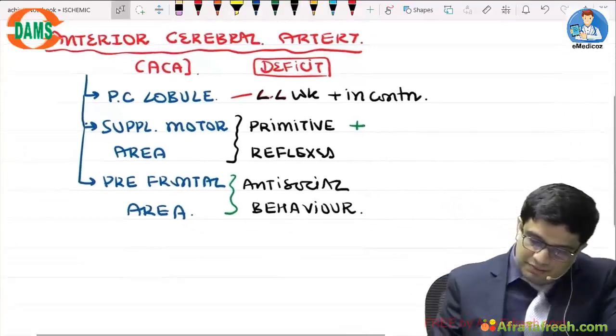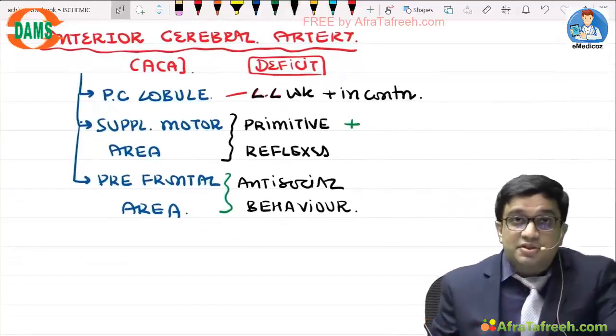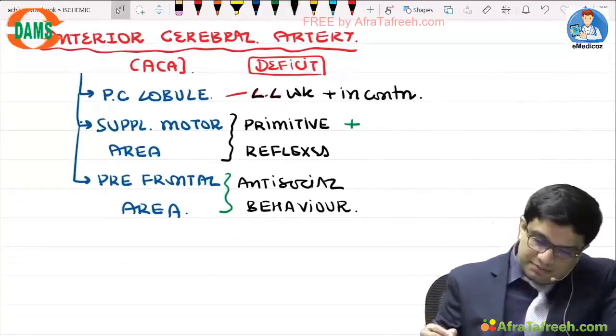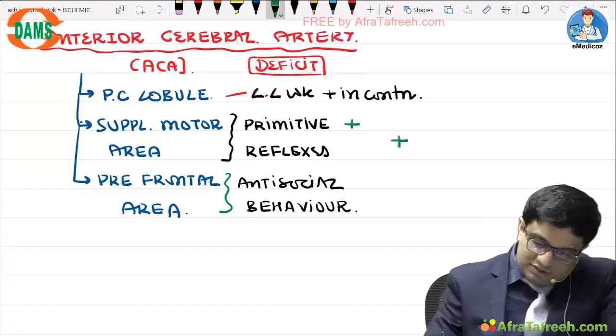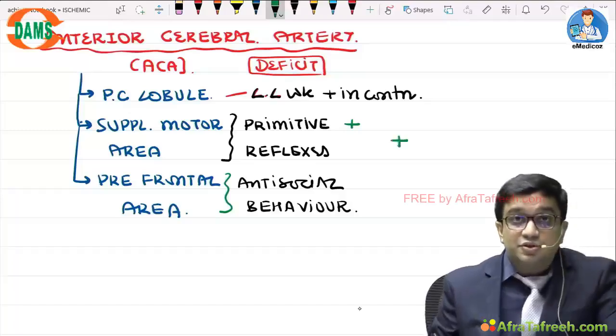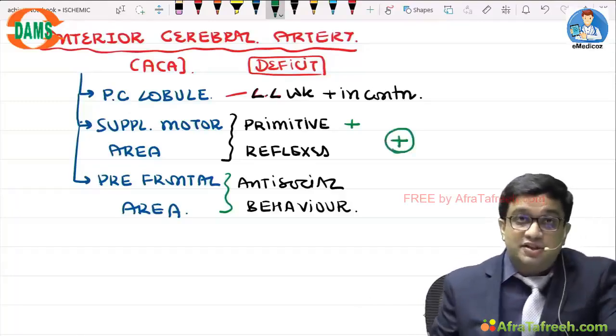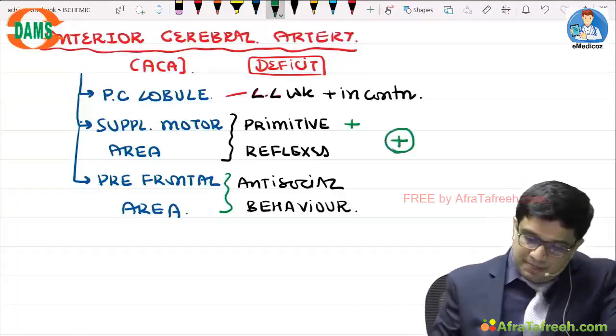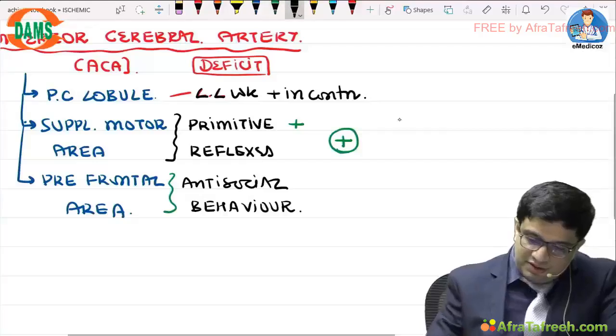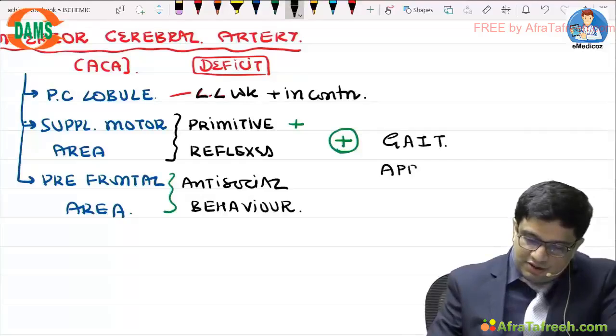Okay. Now apart from this, do remember this concept that along with this there are going to be a few more deficits that we get if there is an ACA infarction. One of the important ones is gait apraxia. Cannot walk as a term, yes, gait apraxia.